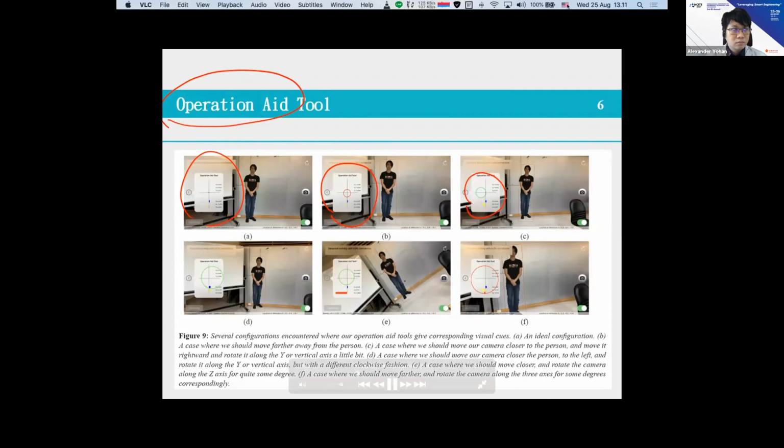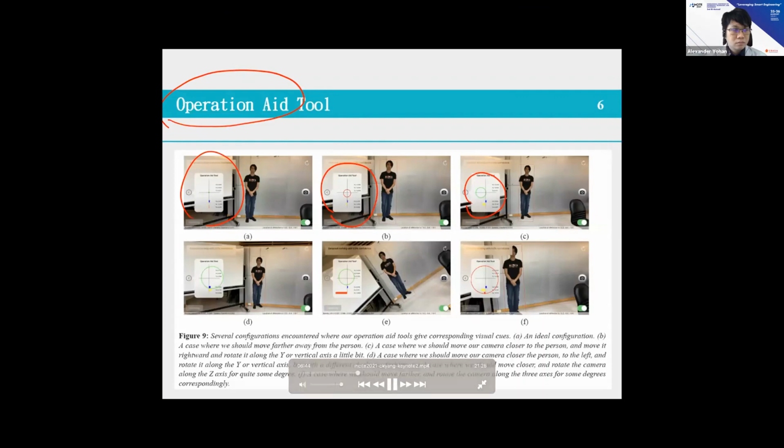Okay, so if the circle is to the left, that means we should try to move the second photo taking process a little bit to the right. And also we have some other cues, like to indicate if we should rotate the cameras or not. Okay, so using these various cues, various colors, we can help align the photo taking processes.